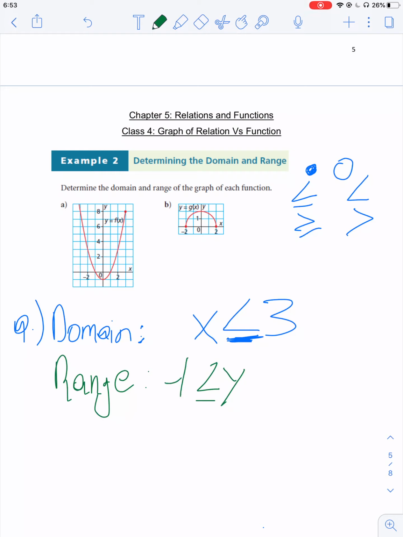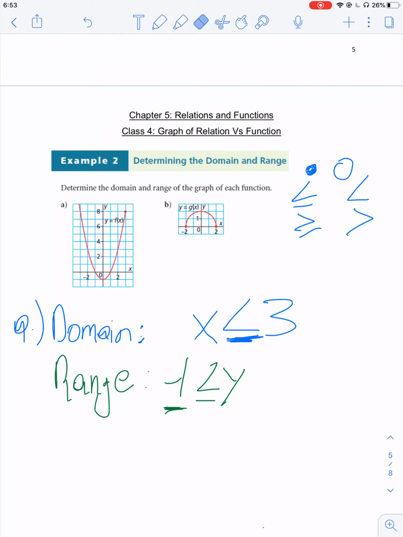But is there a maximum? My function stops over here, but my y value seems to continue up here. So the y value on the right hand side does stop here, but on the left hand side it doesn't. It continues on forever and ever. So is there a maximum? No, there isn't, so you cannot say less than or equal to something. So there is no maximum. There's only one restriction: y has to be greater than or equal to -1, and that is it.